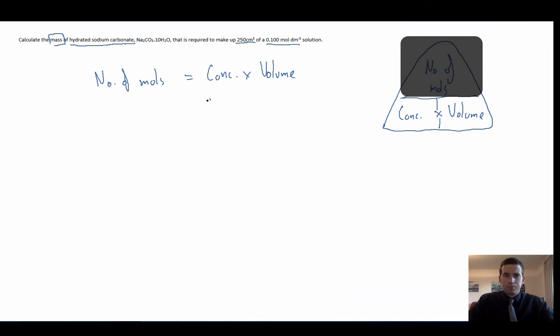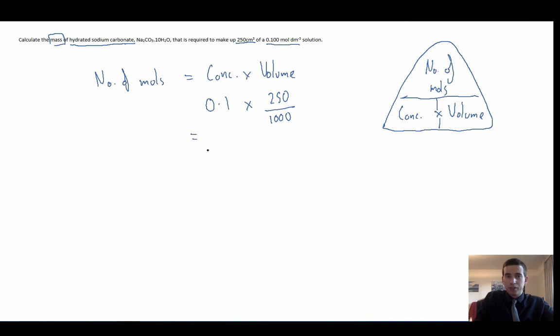So concentration, 0.1. Now the volume, be very careful here, because remember, our volume needs to be in decimeter cubed. Okay, in the question, it's given in centimeters cubed. So we need to convert it. You convert between centimeters cubed and decimeter cubed by dividing by 1000. I'll pop this in your calculator and it gives you 0.025 moles. Okay, so we now have the number of moles.